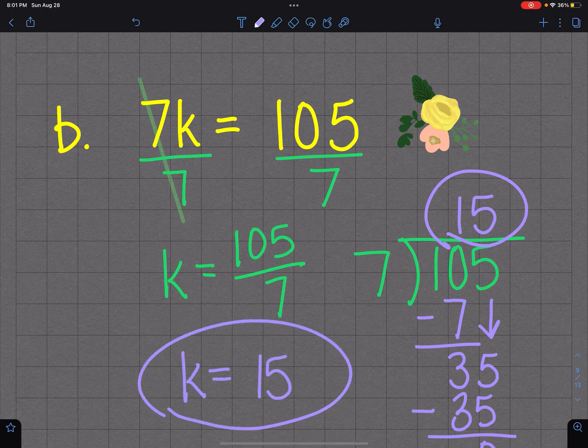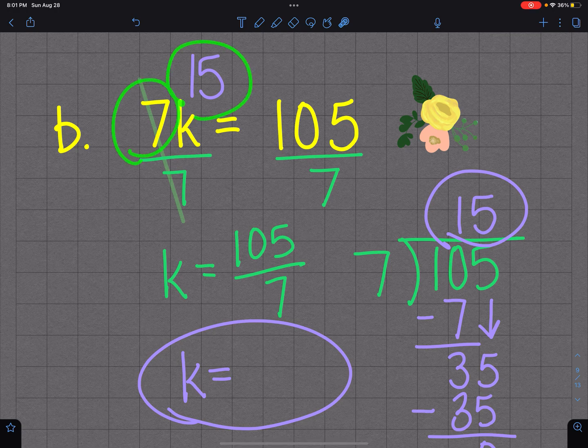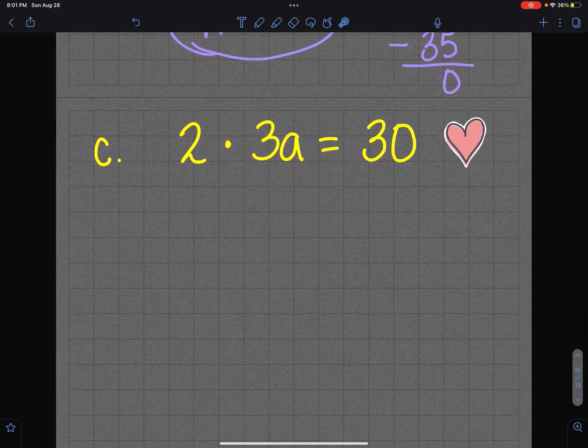And this is how I would write the answer and circle it in my homework. And if I wanted to check it, of course, then I take this 15, I plug it into where that k is. So then I figure out 7 times 15. What is that? Is it equal to 105? If I get a true statement, then I got the answer correct. Okay, easy peasy. Let's do example C. Example C is 2 times 3a is 30.